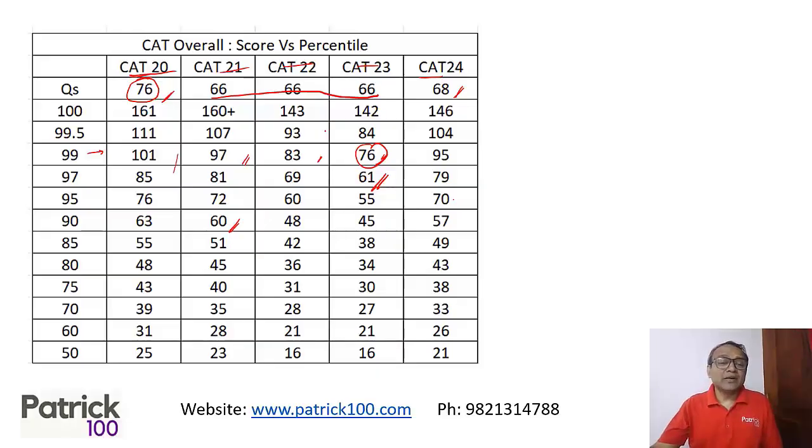So if you look at the pattern, you'll realize that from CAT 21, 22, 23 the paper became tougher because the scores went down, and again the paper became easier in CAT 24. But we don't know what next year's paper pattern will be. Don't go by prediction, go with the flow of the paper. And that's how you need to do it.